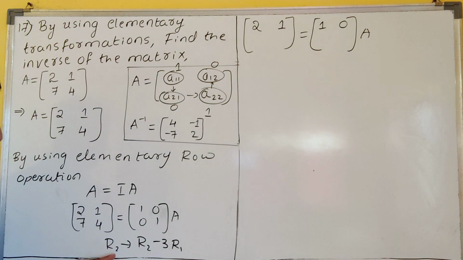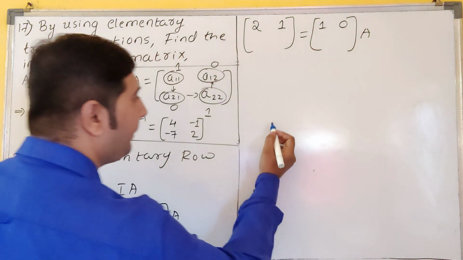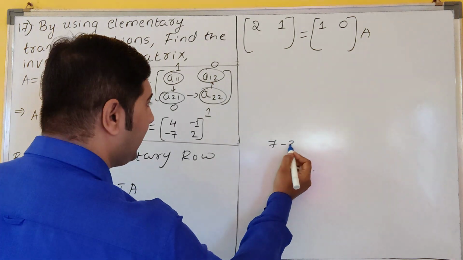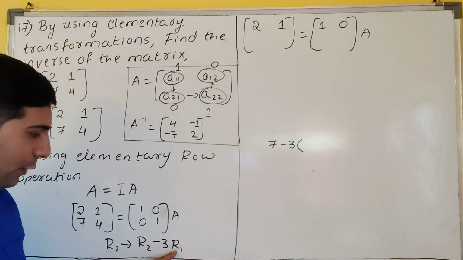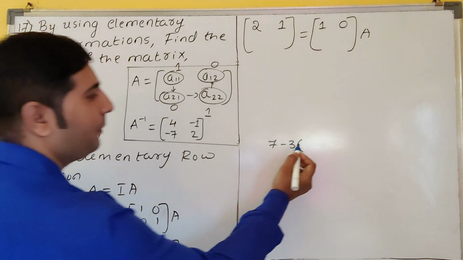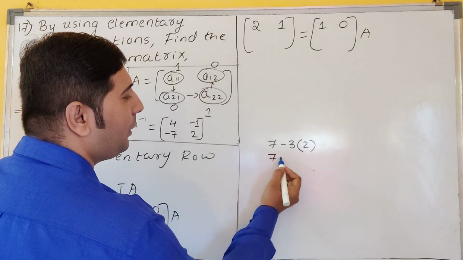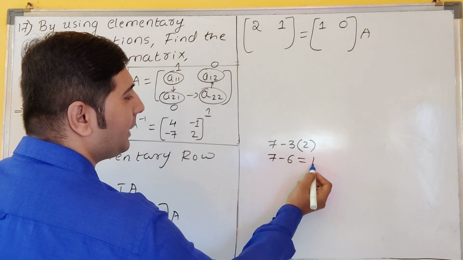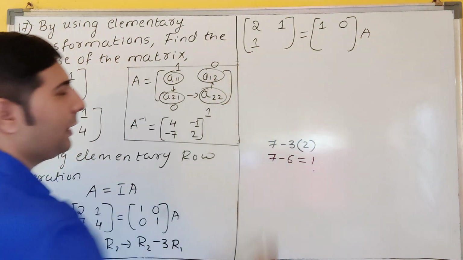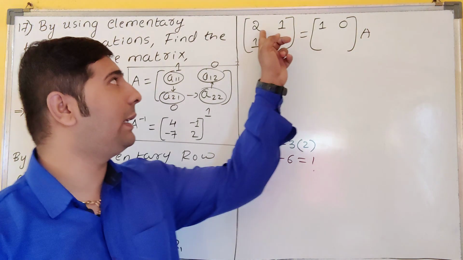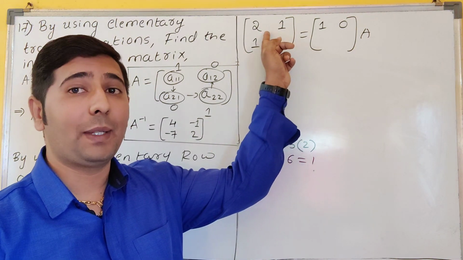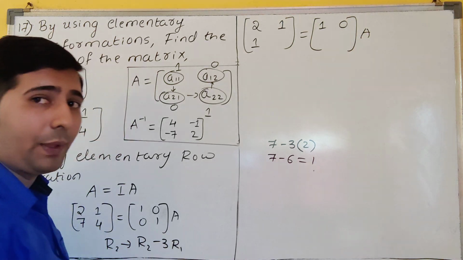R2 is what, dear students? R2 minus 3 R1. R2 is what? 7. R2 is 7 minus 3. Minus 3 I wrote. R1 is how much? 2. Minus 3 into 2 is minus 6. 7 minus 6 is 1. I'll write here 1. It is easy to get 1 here, dear students, now. Why? Because you know that I had applied such an operation here.